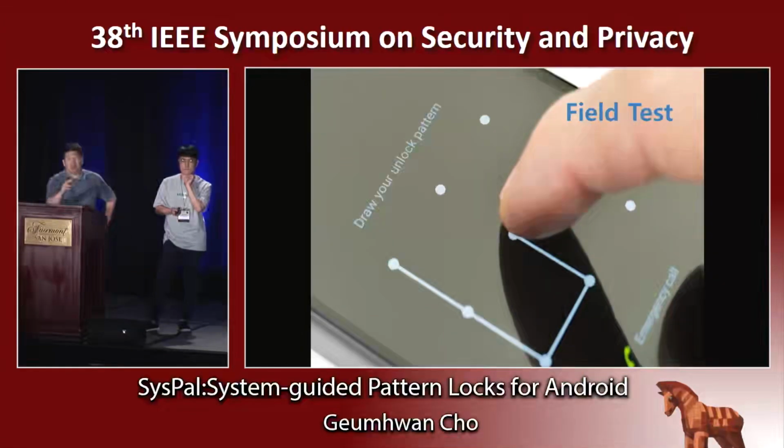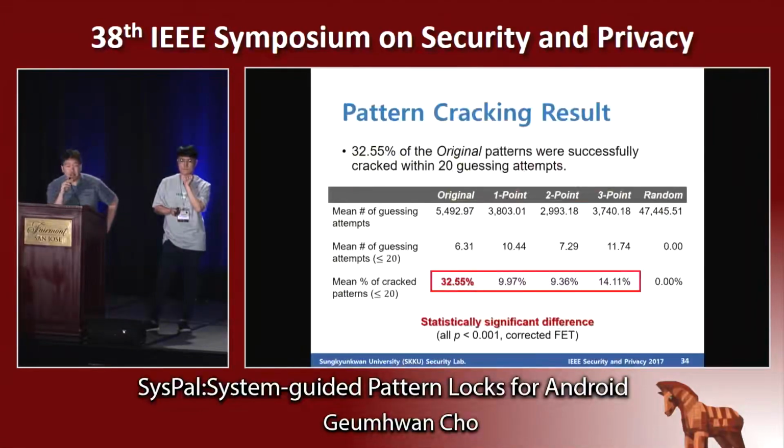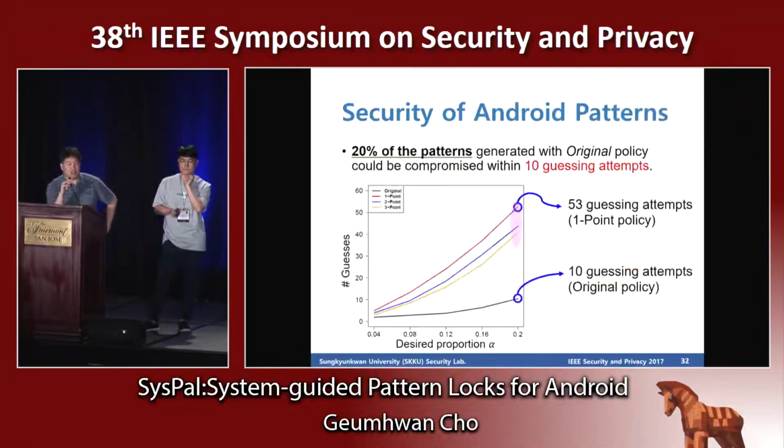Oh, actually, we evaluated the security of the patterns based on some cracking results and also guessing entropy. So we found that the guessability of our policy with 3 mandated points is not higher than our policy with 2 mandated points or 1 mandated point. So we cannot accept this hypothesis.